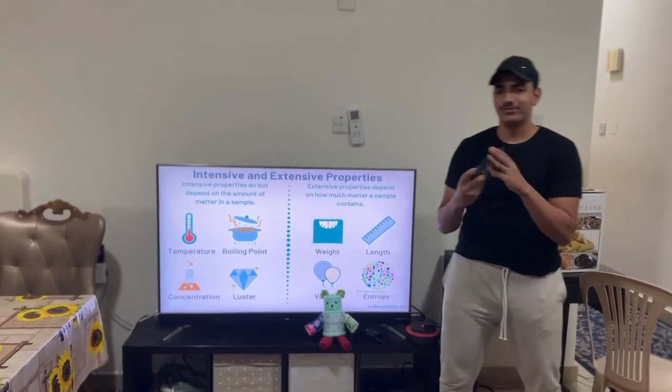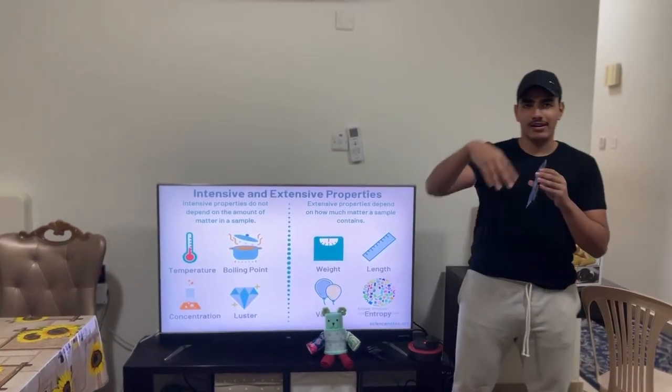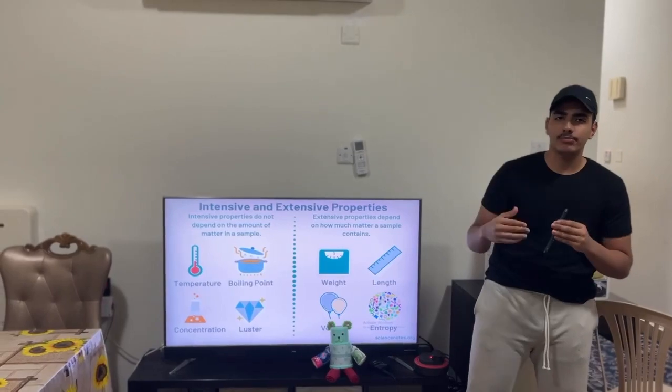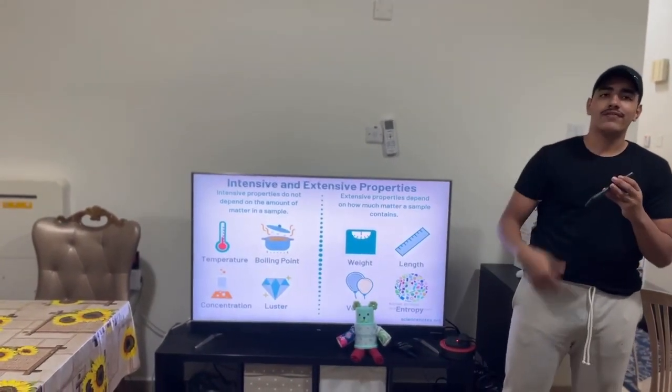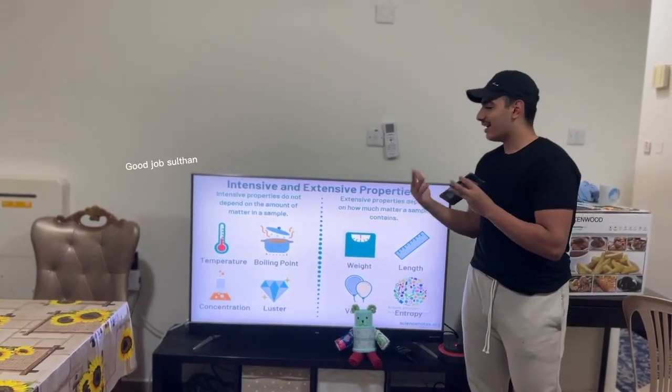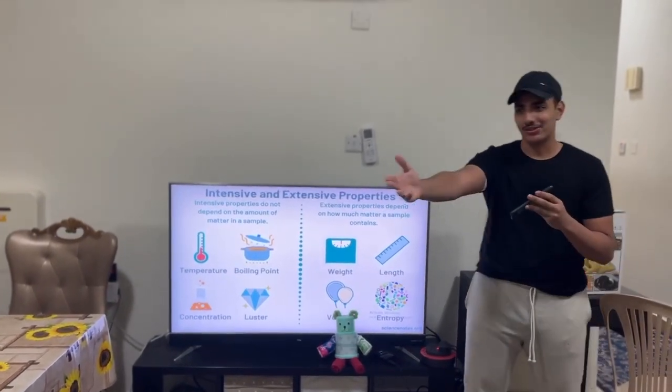And lastly, it's not in the PowerPoint, but physical and chemical properties can be affected by the environment. For example, the temperature, the weather, all of this could affect the physical and chemical properties. Pressure too, of course, as Sulthan mentioned.